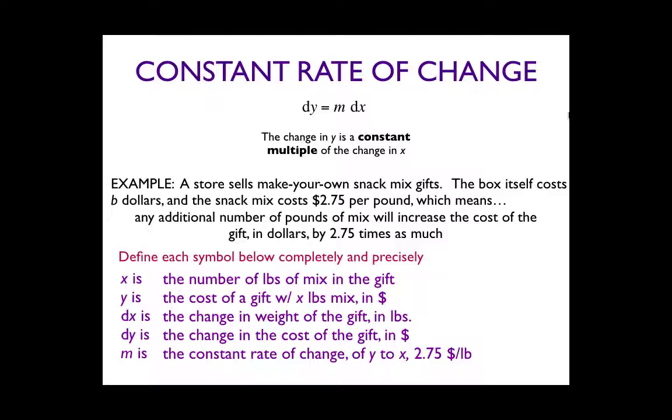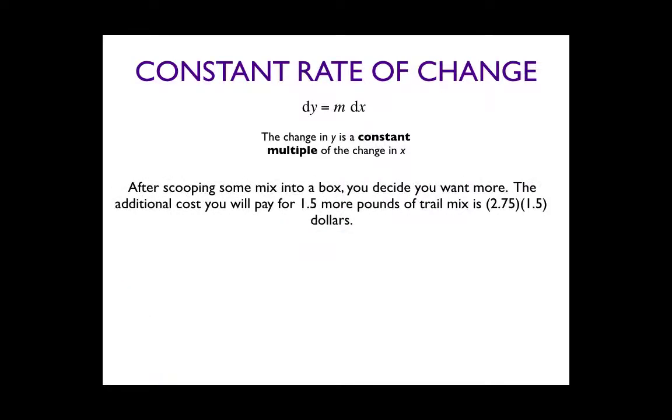So as long as I knew something about dx, and this is the question we started on Tuesday, we said, oh, well, 2.75, that's the dollars per pound. So looking at this 2.75 times 1.5, if that's supposedly something related to this problem, that would be that m dx. So the additional cost you'll pay for 1.5 more pounds of trail mix is 2.75 times 1.5. dy is this 2.75 times 1.5, not by doing a subtraction, y final minus y initial, but by its relationship to x, whose change we know.